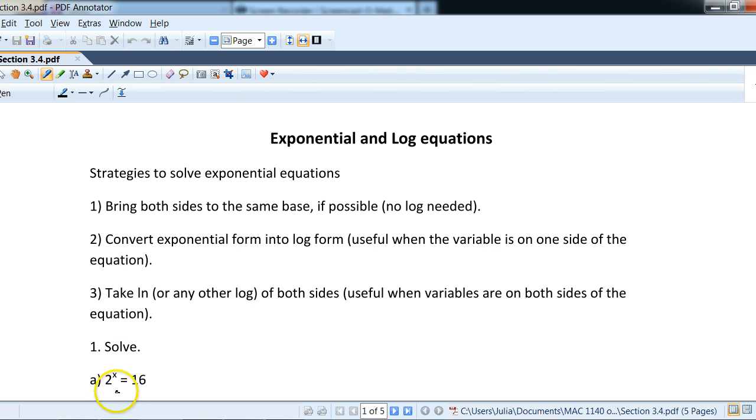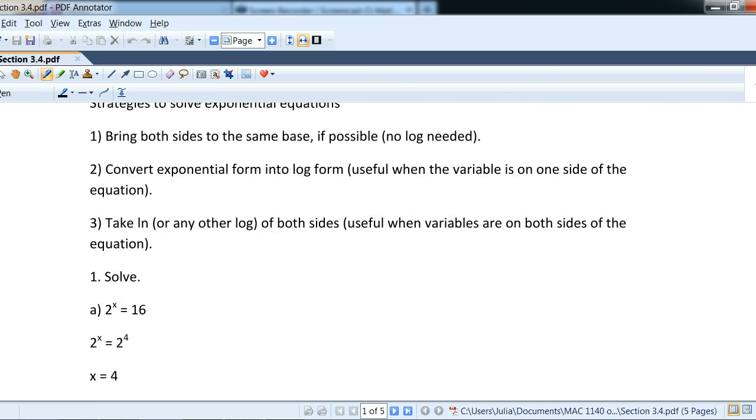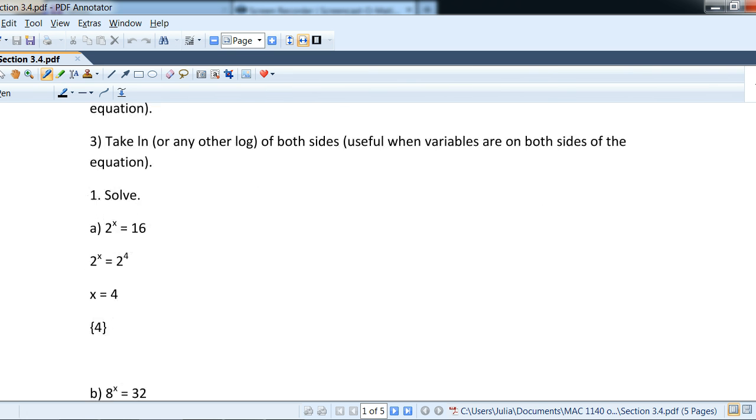For example, if we have this equation, 2 to the power of x is equal to 16, well, note here we can bring it to the same base. 16 is a power of 2, it's the fourth power, which means the x would be 4. Okay, and the solution is 4.